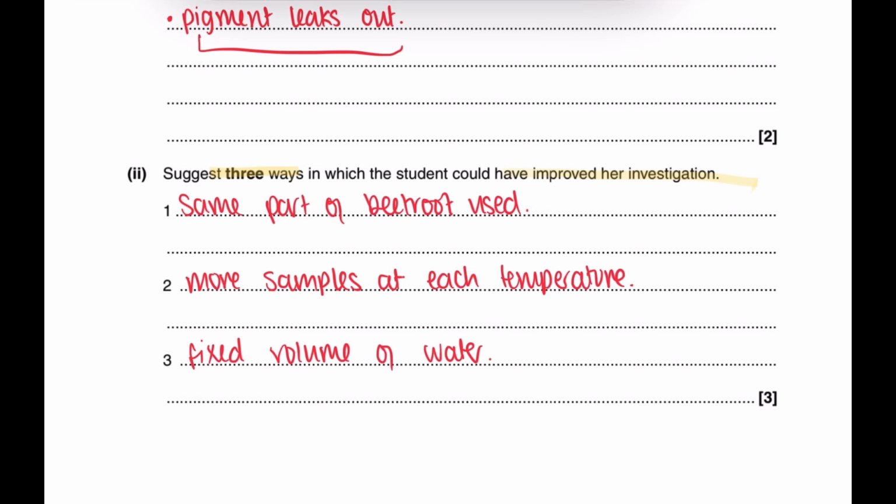We also can say that we want more samples at each temperature. The more samples we have, the more we can see if something was an anomalous result, so we get a better mean. We can also say we want blotting and rinsing after the cutting, so we remove any pigment that was already there from the cutting, and more intermediate temperatures for more results.